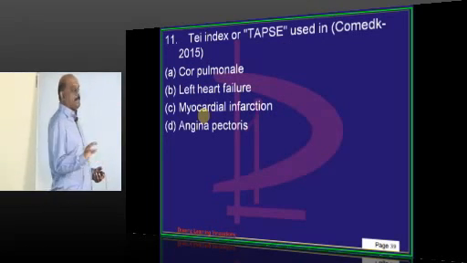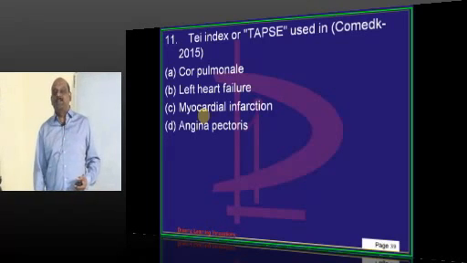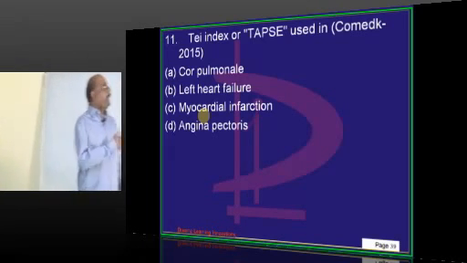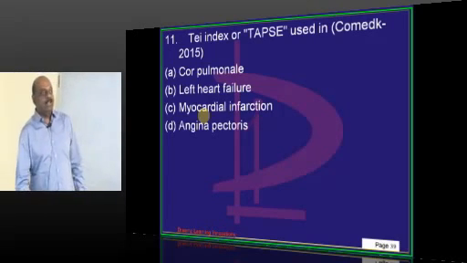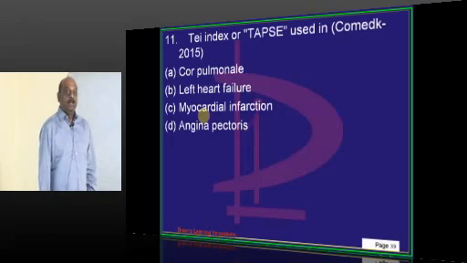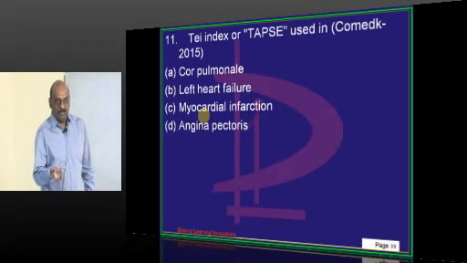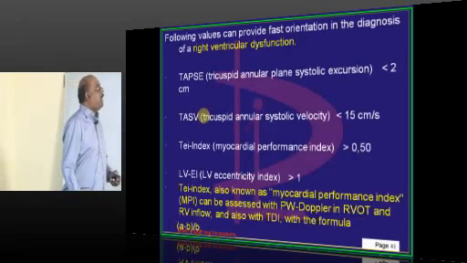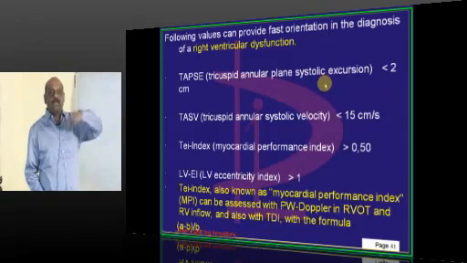Tei index and TAPSE are used where? This is too much. This is not an MD level question. It is DM level. If you did this question wrong, no problem. Earth and sky will not meet. But if you have done Broadbent sign wrong or laryngomalacia question wrong, you are losing to your competition. Simple concept. So doctor, it is in the case of cor pulmonale. What is TAPSE? Tricuspid annular plane systolic excursion.